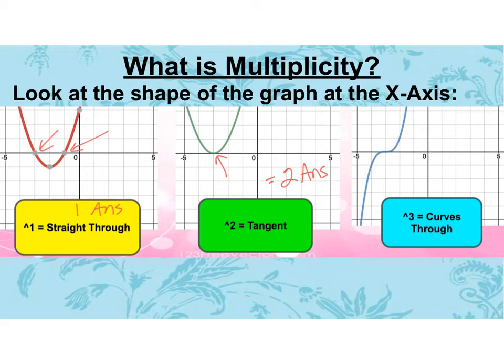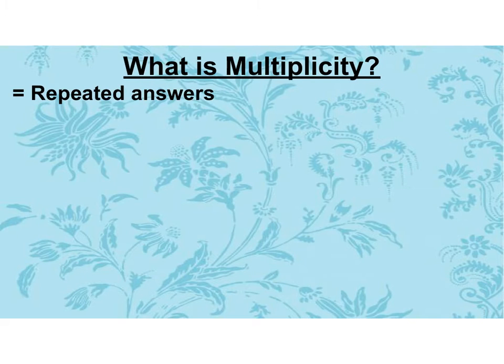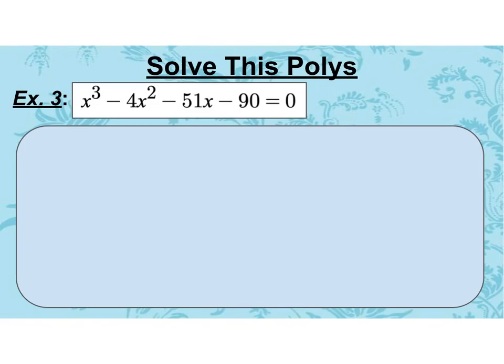It's a multiplicity of 2. We don't say there's a multiplicity of 1. This is a multiplicity of 2. And then this one, it curves through at -3. So we would say this is a multiplicity of 3. It represents -3 and -3 and -3. And we could use all of those answers in synthetic division if we needed to. So multiplicity is having repeated answers.